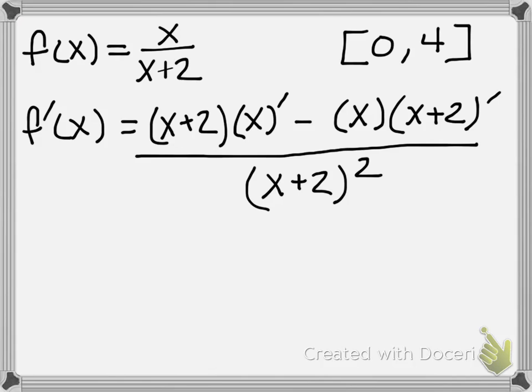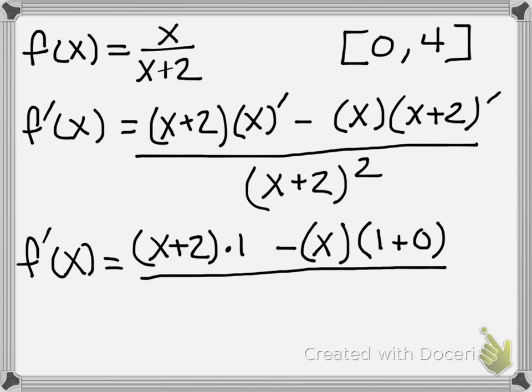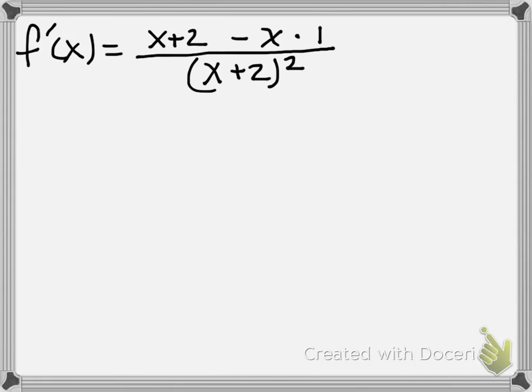So when you actually go to compute that, you'll get f prime of x is equal to x plus 2 times the derivative of x, which is just 1, minus our x times the derivative of x plus 2, which is just 1, because the derivative of x is 1, and the derivative of any constant is 0, and that is going to be over the bottom squared. So that's our function so far.